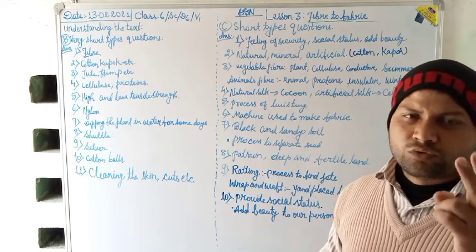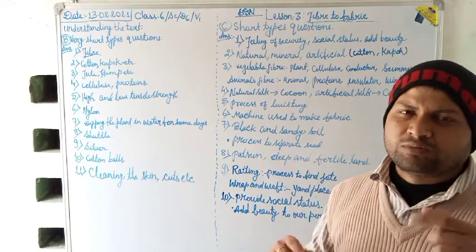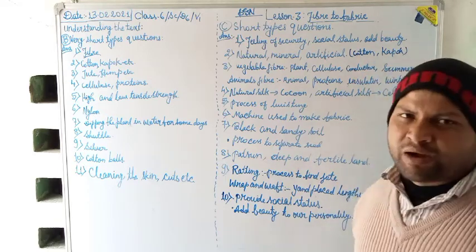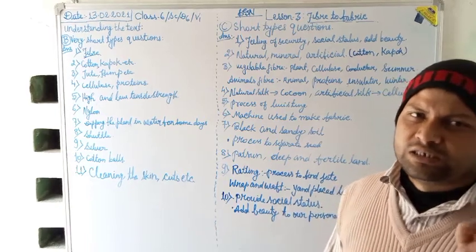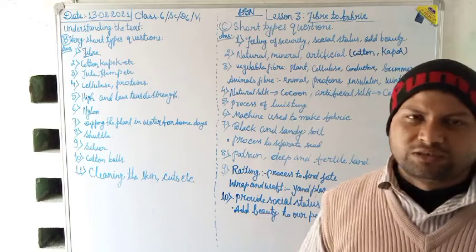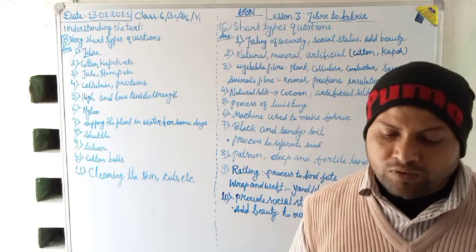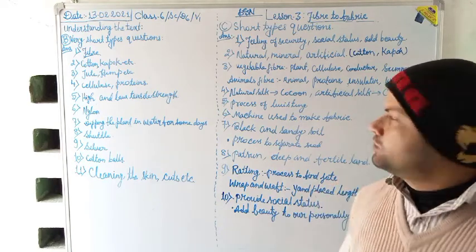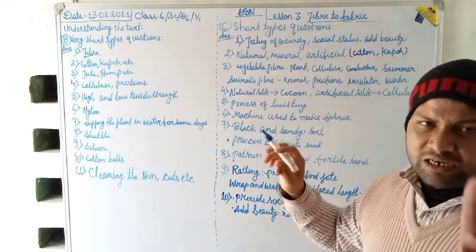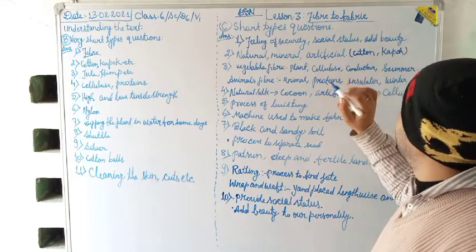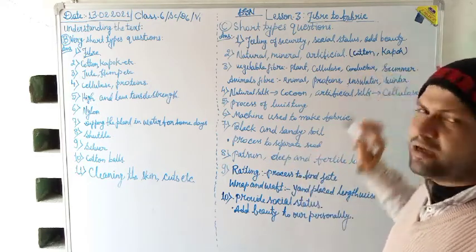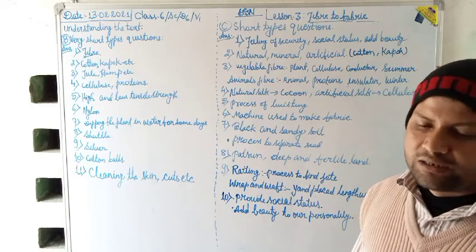the names of two types of fibers that are obtained from the seeds. So the cotton fibers and kapok fibers are obtained from the seeds. These are the right answers for the second section of question number 2. So I have written here natural, mineral and artificial. These are the three types of fibers, and the fibers obtained from the seeds are cotton and kapok. So these are the right answers.